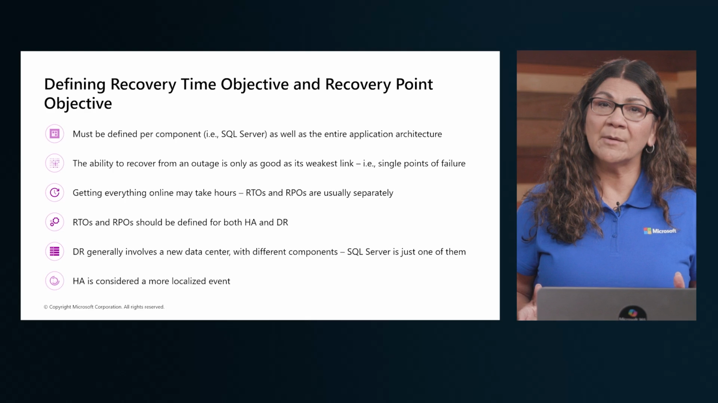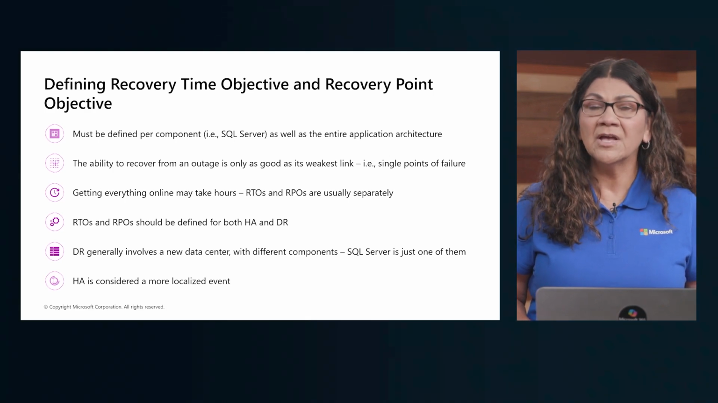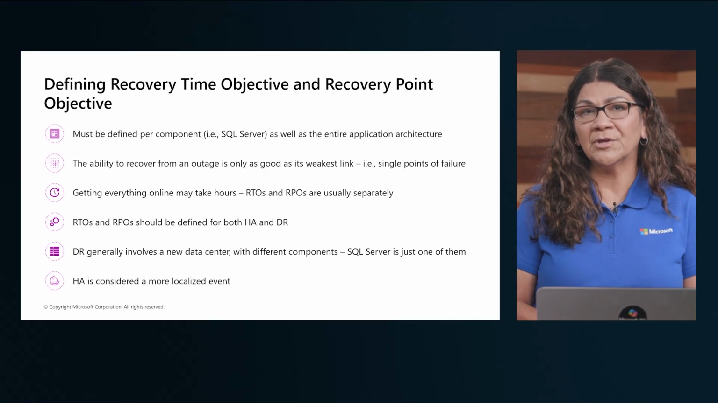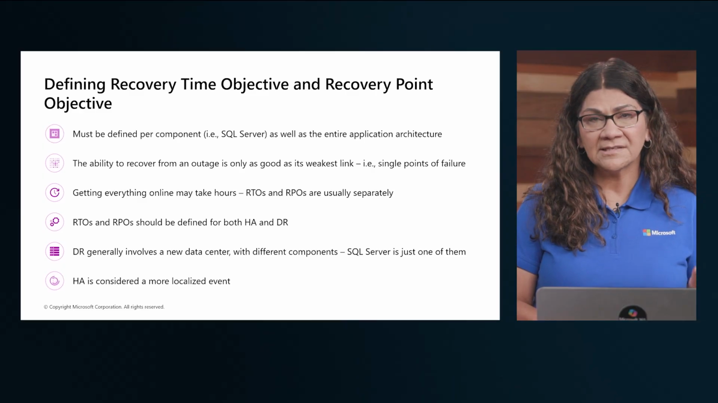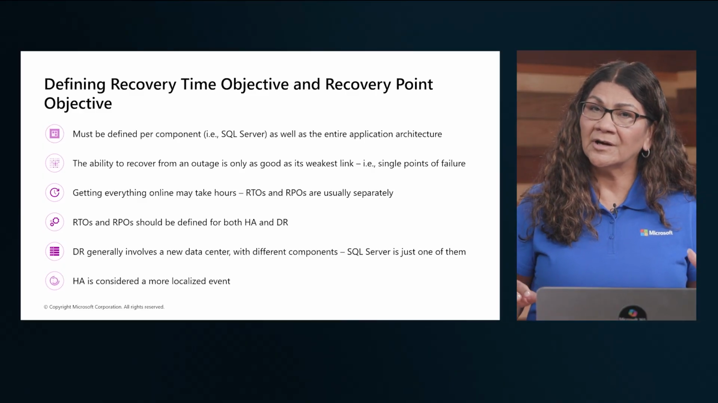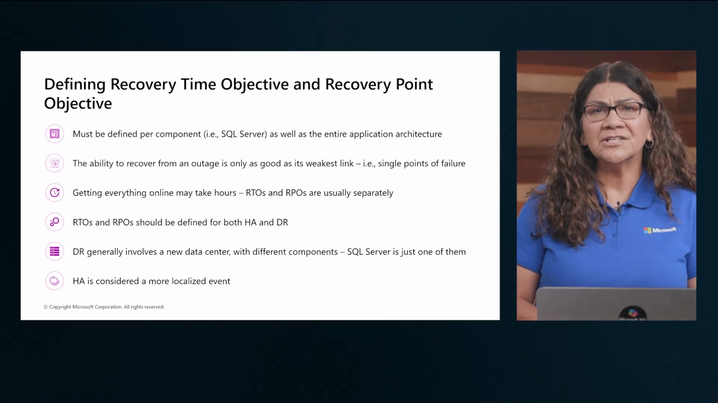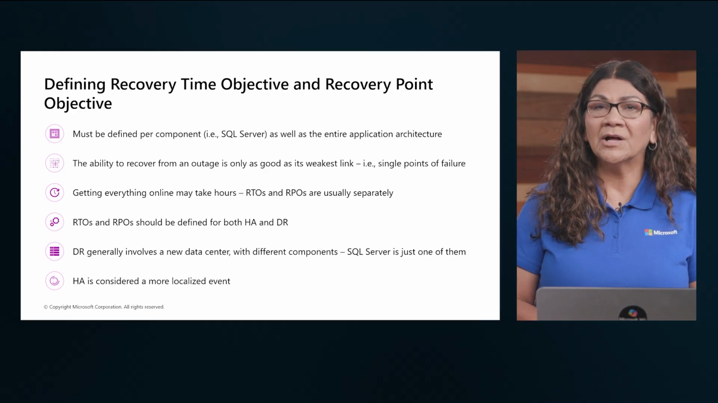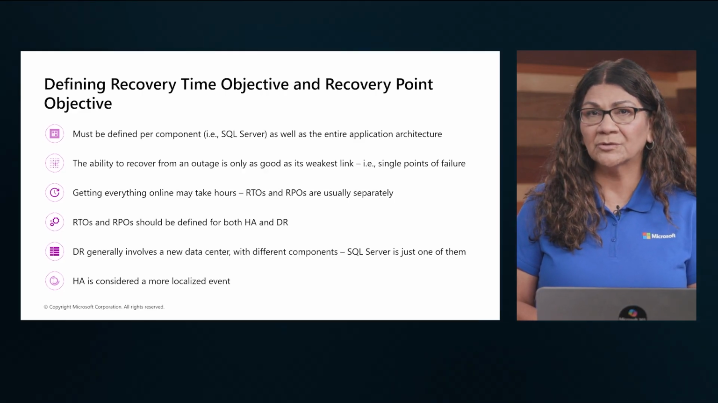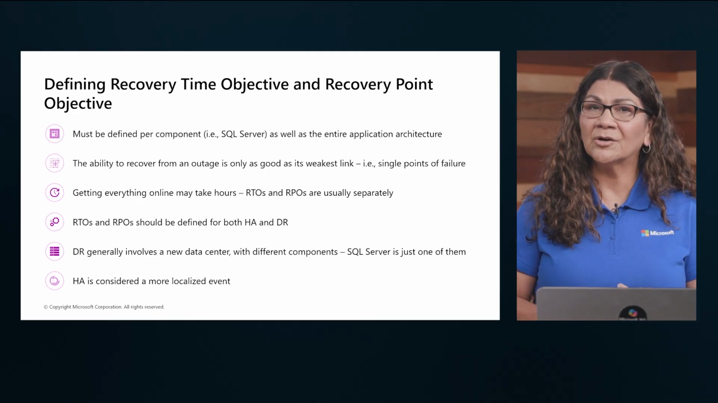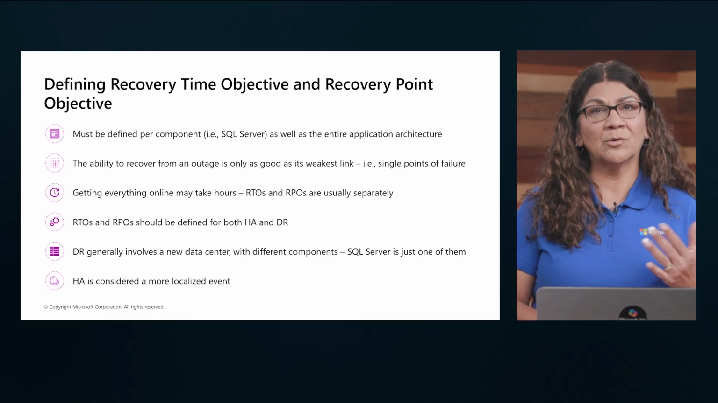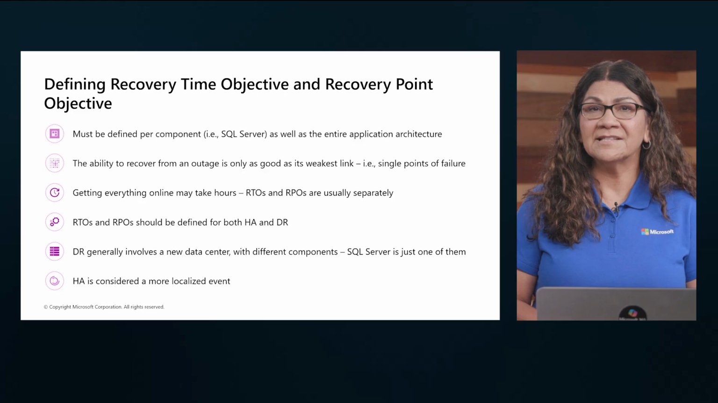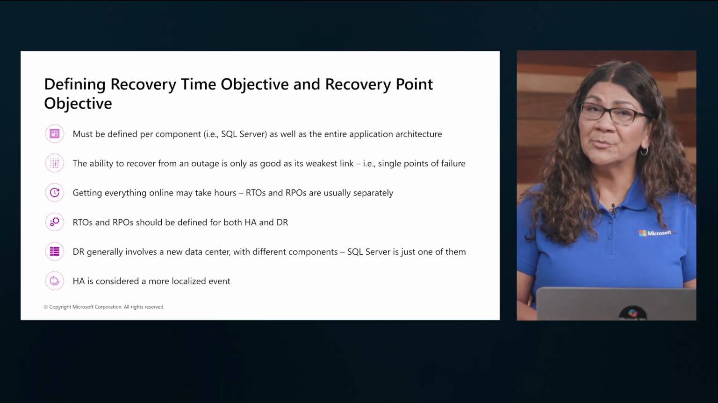To define recovery time objective and recovery point objective, it is important to formally document and periodically review RTO and RPO for both individual components like SQL Server and then also the overall application architecture. RTO defines the maximum time allowed to restore systems after an outage, while RPO sets the acceptable threshold for data loss. These metrics are critical in designing high availability, or HA, and disaster recovery, or DR, strategies as they guide the selection of the technologies and the procedures.